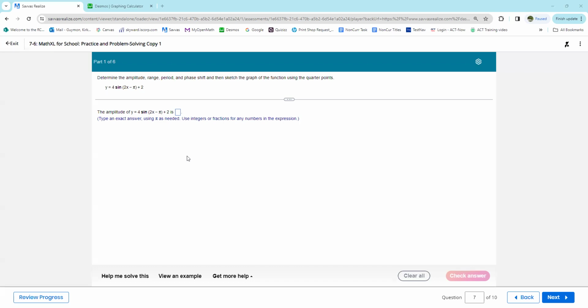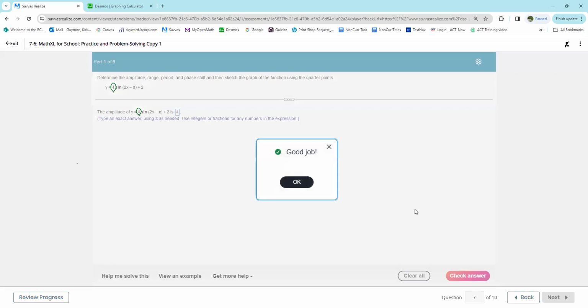Starting off with the first thing, it says, what's your amplitude? So that's pretty straightforward. Your amplitude is just your coefficient out here in front of the whole thing. So let's put that in there. This problem toward the end gets a little bit tricky when you get up toward the 5th and 6th part. So let's get moving.